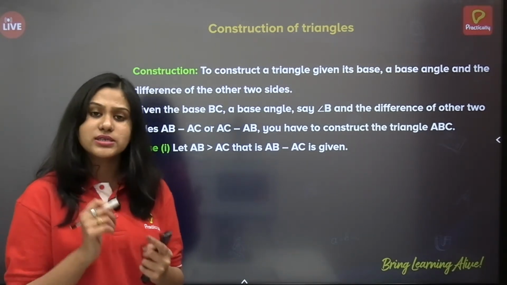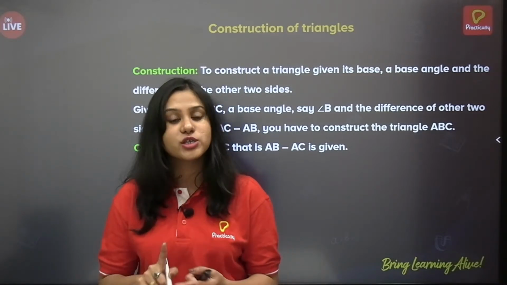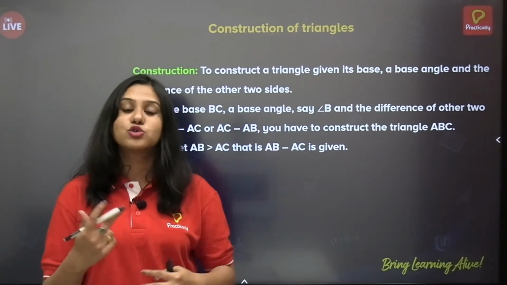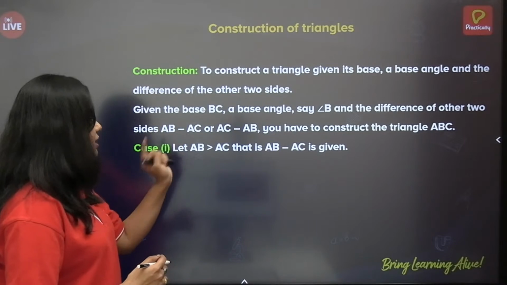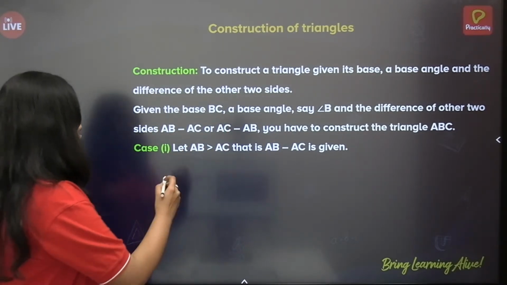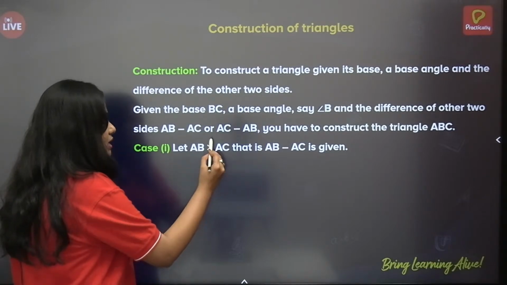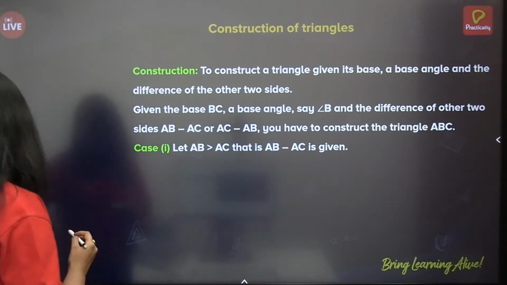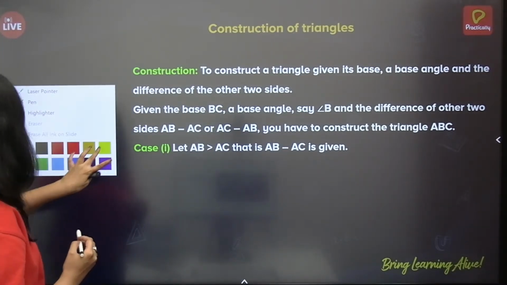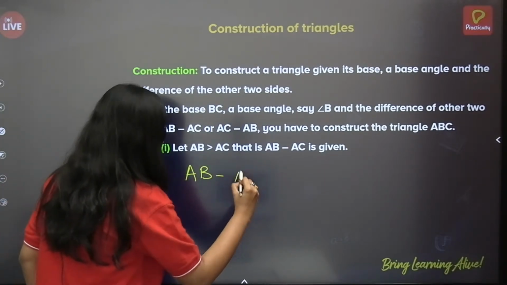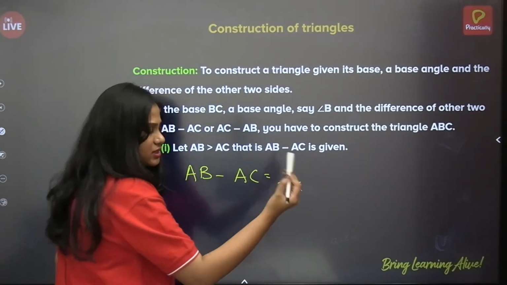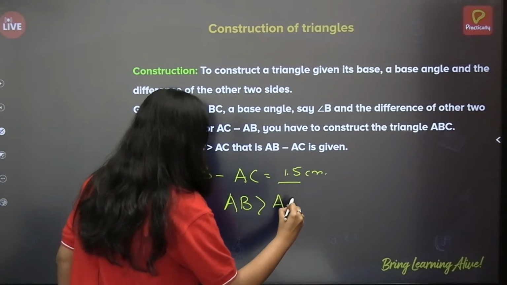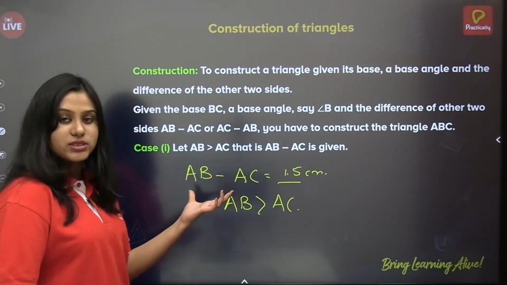What is it? Base is given, base angle is given, but the difference of the other two sides is given. When we are considering the difference of the other two sides, we again have two cases in it. First is AB minus AC or AC minus AB, correct? So the first case we are taking is, let AB be greater than AC, that is AB minus AC is given. So what is given? AB minus AC is given. Say, I am just taking an example, 1.5 centimeters. Here AB is greater than AC. So these are the requirements to be known. This is the first case we will be checking.